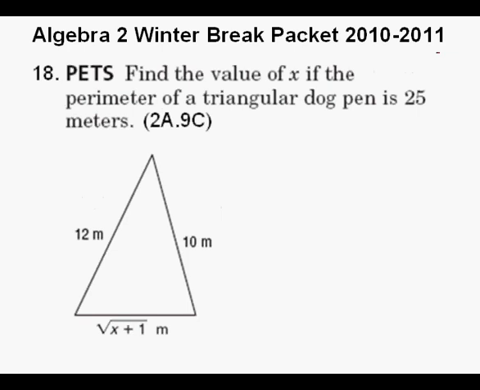Problem 18. Find the value of x if the perimeter of a triangular dog pen is 25 meters. Since perimeter is the distance around the outside of something, we just need to set up the equation 12 plus 10 plus the square root of quantity x plus 1 equals 25. This seems quite an easy problem, and I'll let the viewer take it from here.